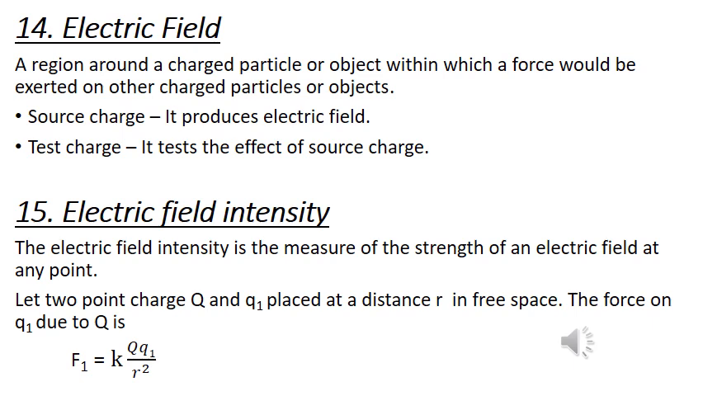Our next topic is related to the previous one, which is electric field intensity. The field intensity is the measure of the strength of the electric field at any point. To determine the expression of the electric field, let us consider two point charges, a source charge Q and a test charge Q1 placed at a distance r in free space. The force acting on Q1 due to the source charge Q is F1 equal to K Q Q1 upon R square.